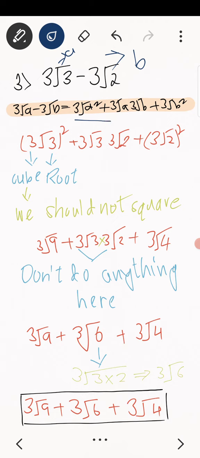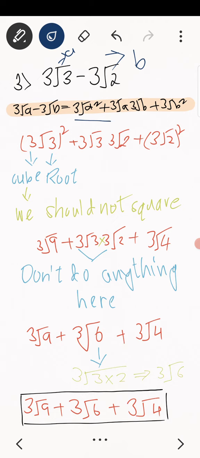Now what you should do: cube root of 3 power 2 plus cube root of 3 cube root of 2 plus cube root of 2 square. Okay. Now I wrote for your understanding that is cube 3. Okay. And this is the root 3 for your understanding. We should not square it. Means here we mentioned the square, right? So you should not do like 3 square and root 3 square. So I mentioned it for you.